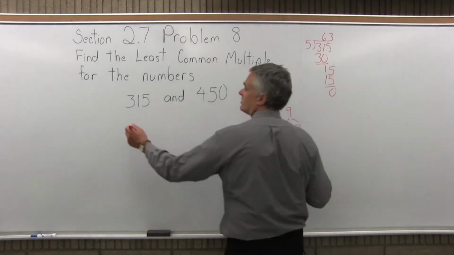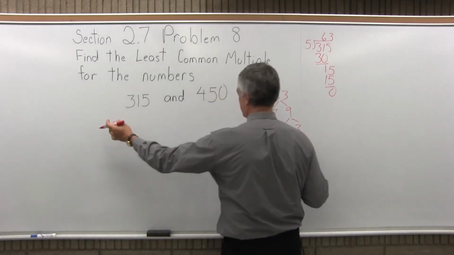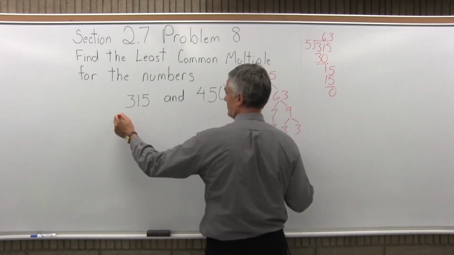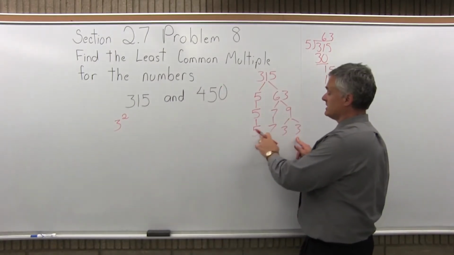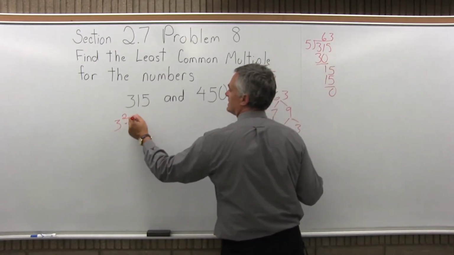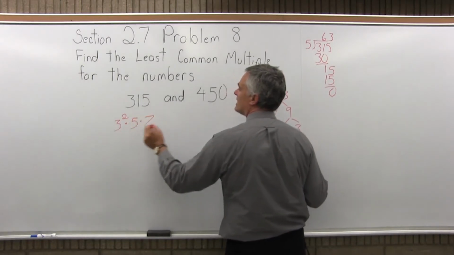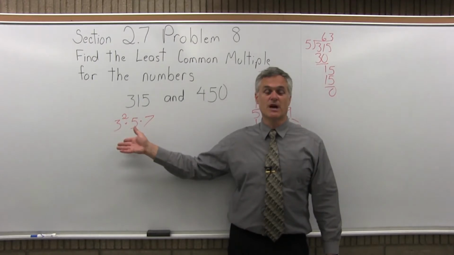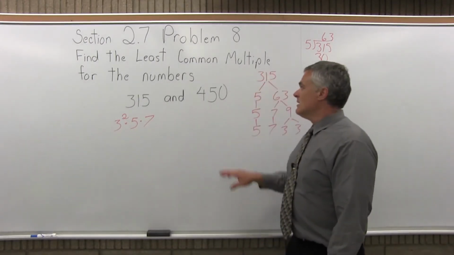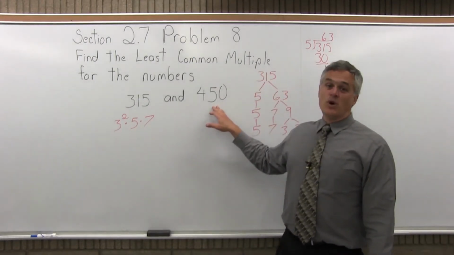So underneath the 315, let me put the numbers in ascending order. I'll start with the smallest one first, which is 3. And it's actually 3 to the second power because it showed up twice. Then 5 is the next biggest prime, then 7. So that'll be the prime factorization for 315: 3 to the second power times 5 times 7. Now let's do the same process for 450.